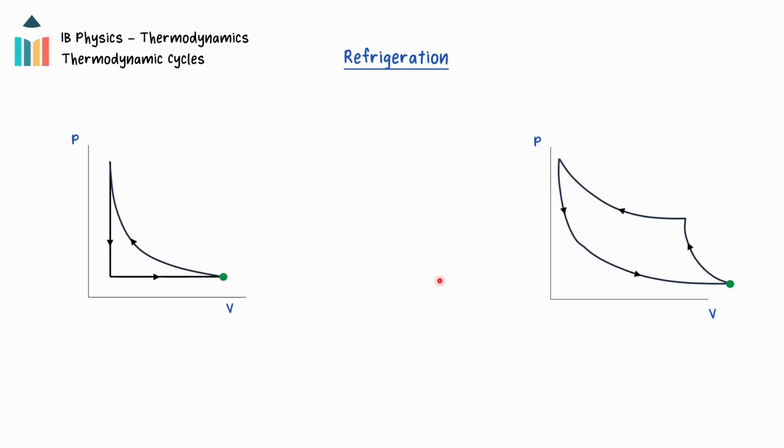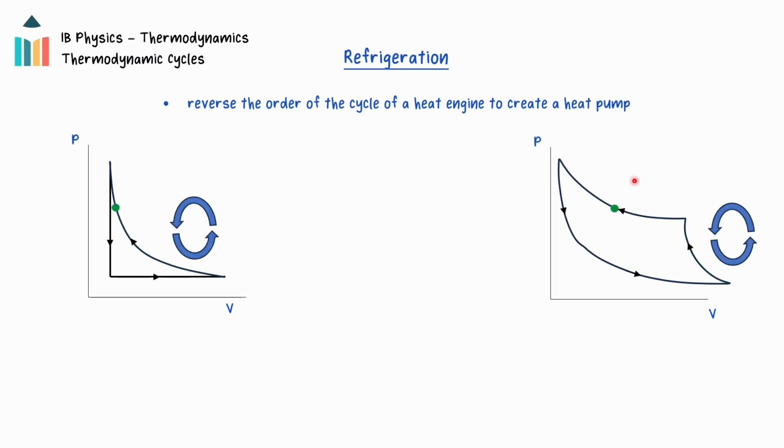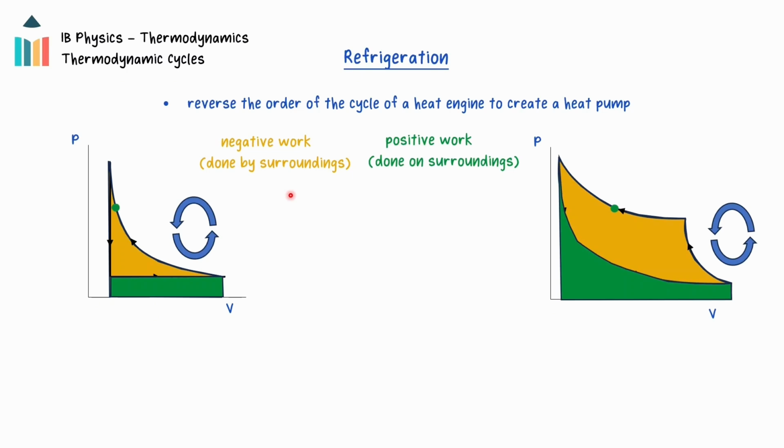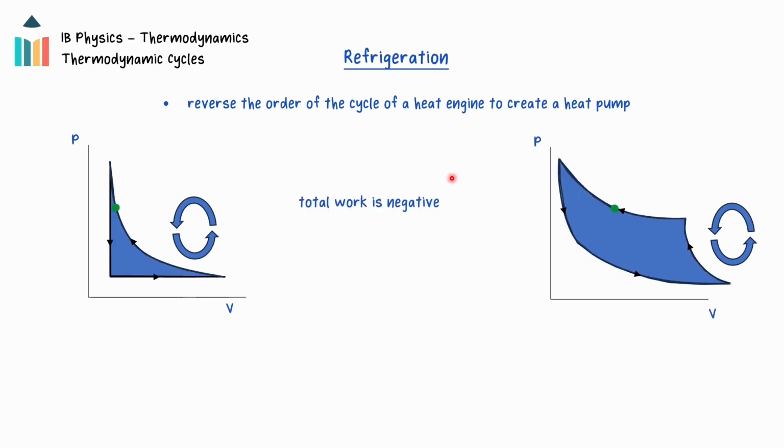If the order of the heat engine processes is reversed, the cycle will work as a refrigeration cycle or a heat pump, where work is done to transfer thermal energy from a cold reservoir to a warmer reservoir. If we consider the two cycles that we have previously discussed, the theoretical three-process cycle and the Carnot cycle, and follow them in reverse order, the work done on the ideal gas by the surroundings, which is defined as negative work, is much larger than the work done by the gas on the surroundings, or the positive work. This results in the net work done by the cycle being negative.